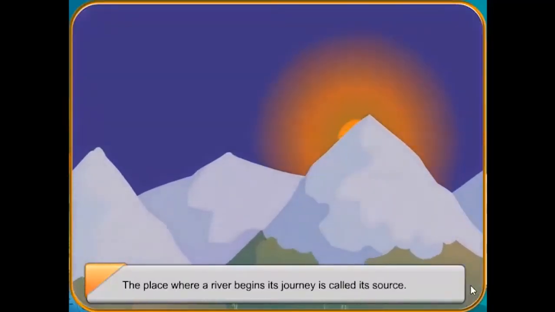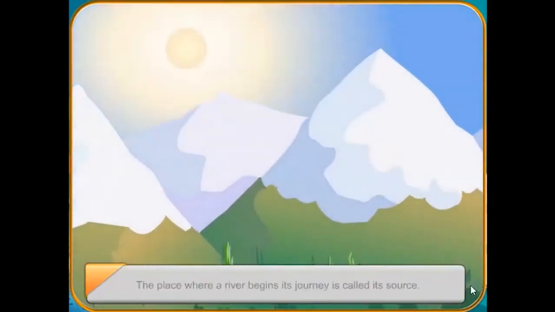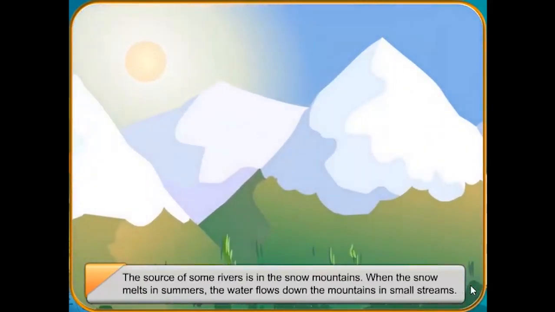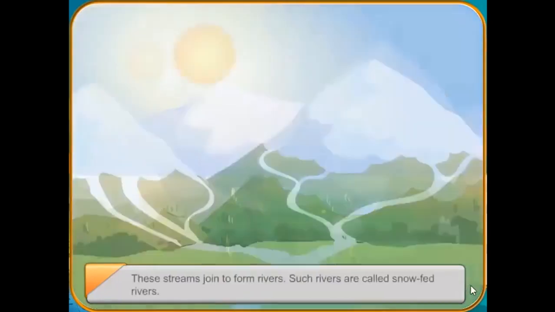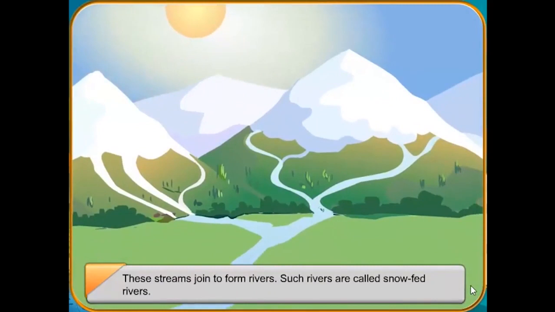The place where a river begins its journey is called its source. The source of some rivers is in the snow mountains. When the snow melts in summers, the water flows down the mountains in small streams. These streams join to form rivers. Such rivers are called snow-fed rivers. What is the difference between a stream and a river?